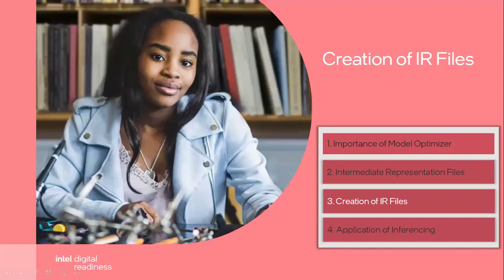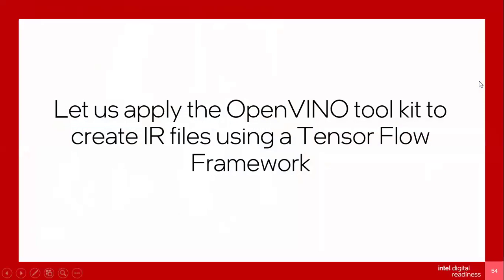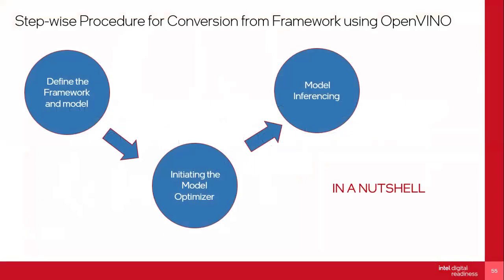The next one is creation of IR files. How to create the IR files? Let us apply the OpenVINO toolkit to create our IR files using the TensorFlow framework. First, we're going to see about TensorFlow. There are three steps: defining a framework, initializing the model optimization, and then model inferencing. These are the three steps we have to follow.